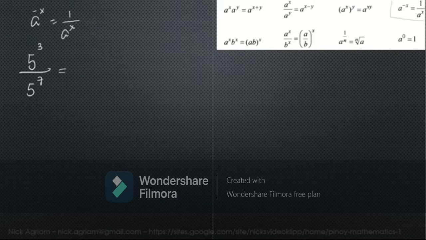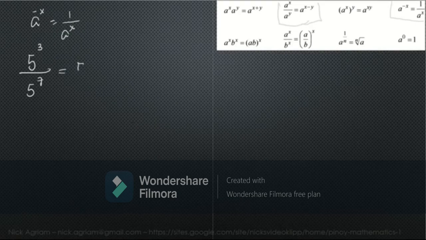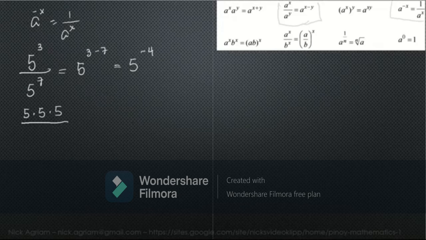And then, according to this law on division of exponents, we have 5 raised to 3 minus 7, and we have 5 raised to negative 4. That's it. But as you can see, I can also write my expression in factor form. 5 raised to 3 is the same as 5 times 5 times 5. And my divisor is 5 times 5 times 5, 7 times.